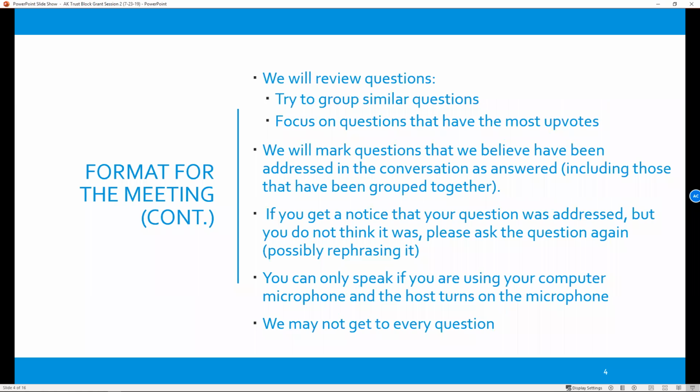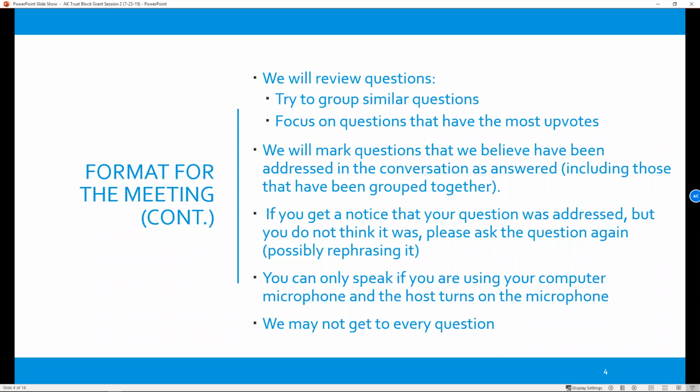Now, we're going to be reviewing questions. We'll try to group similar questions, but we're going to focus on the questions that have the most upvotes first. Last time we were able to get to all of the questions, but we did go about 15 minutes over. We're going to mark the questions that we believe have been addressed in the conversation as answered. If you think a question wasn't addressed, please ask the question again, possibly rephrasing it.